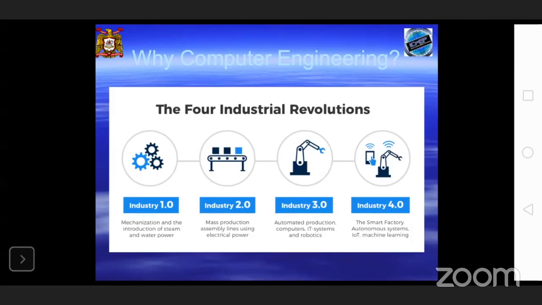Okay, for this industrial revolution, I think computer engineering will be best suited for the future of this industry.